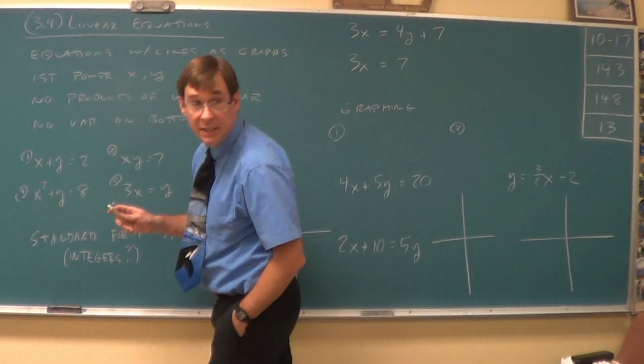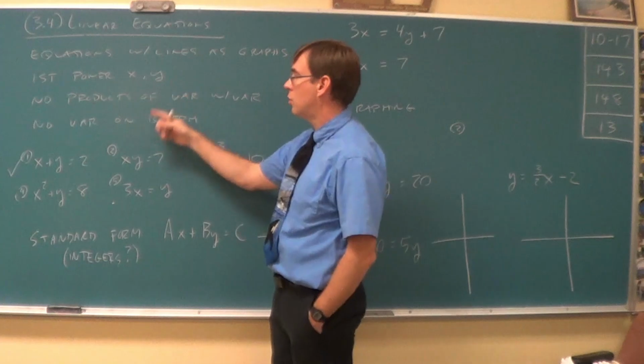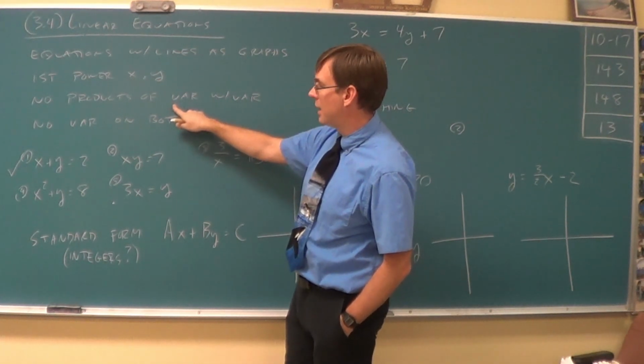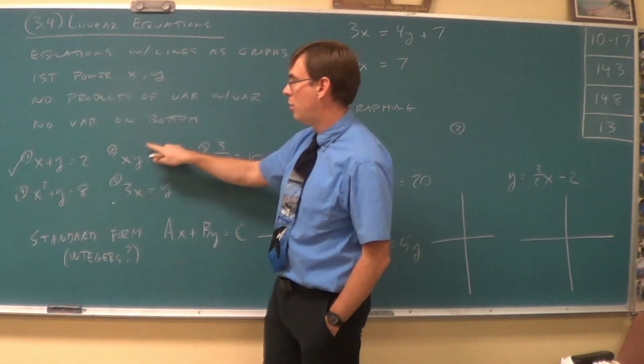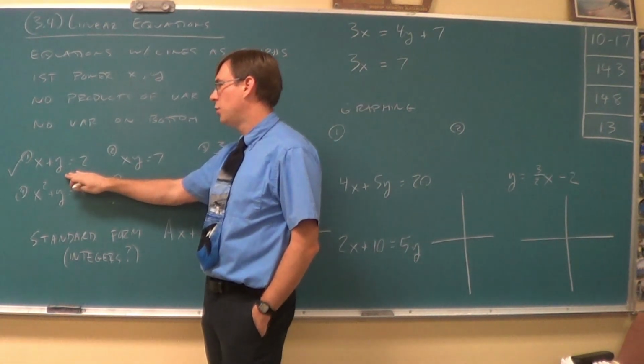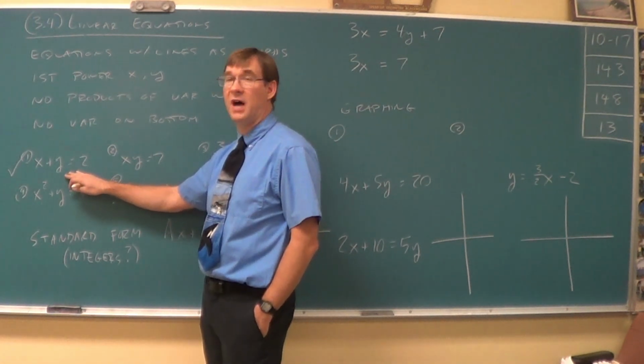One is or isn't? Is. One is linear. Yes, it obeyed those rules. It was first powers x and y. There's no variables multiplying other variables. There's no variables on the bottom. One is linear. That's almost identical to when we started this chapter, I threw up x plus y equals 5.